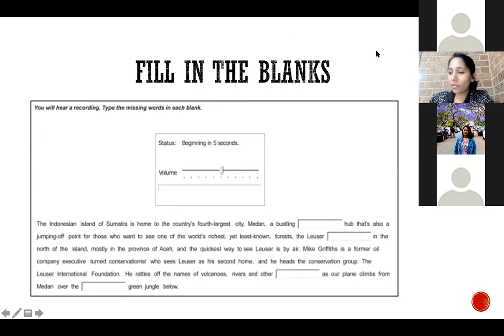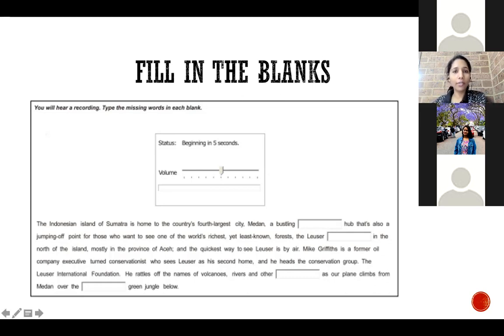So I'll give you time to write one more summary. And then we'll do fill in the blanks and write from dictation and highlight incorrect words. So can you write a summary for question number 20?